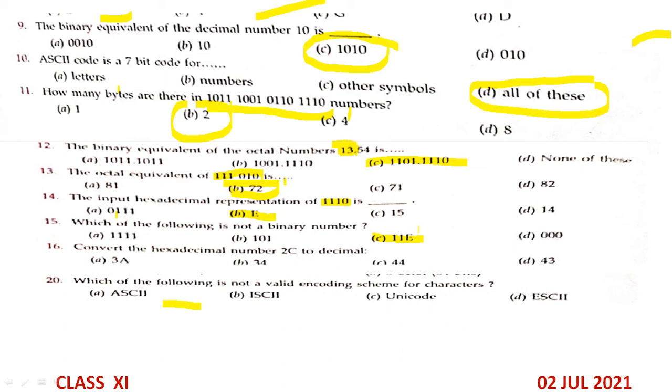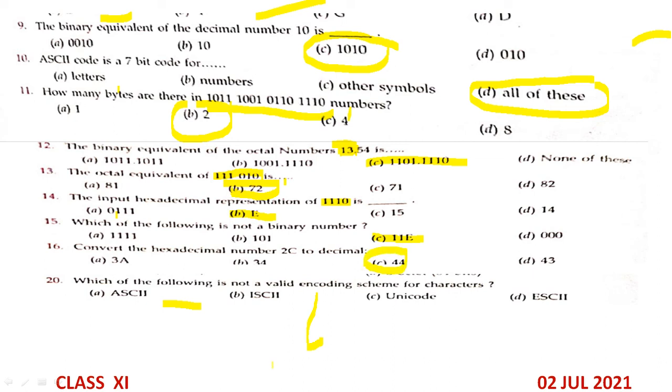Convert the hexadecimal number 2C to decimal. What is the value of this? Once again, the same rule we have to apply here. C into 16 raised to 0 plus 2 into 16 raised to 1. So, 2 into 16 raised to 1 is 16 into 2, that is 32. And what is the value of C? A, B, C: 10, 11, 12. So, 32 plus 12 will be how much? 44. Therefore, your answer is C, that is 44.